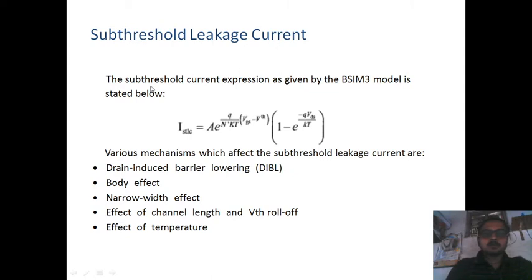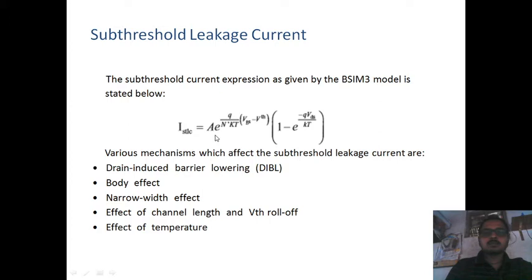When the device starts conduction below the threshold voltage, that leads to leakage current, that is subthreshold leakage current. The subthreshold leakage current is given by the BSIM model. This is one of the models to calculate the response of the CMOS inverter. According to this model, we will get this equation.